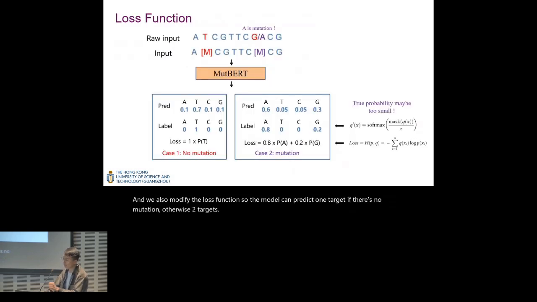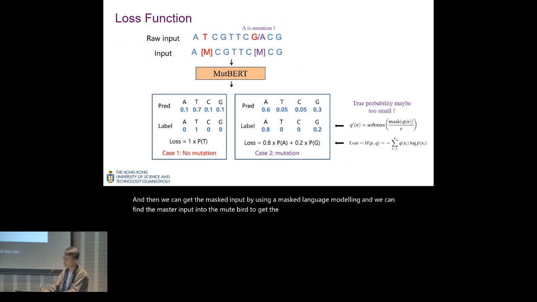This page shows the details of our loss function. Given the raw sequence input, we have the reference and the alternative base pair. For example, here A is the mutation. Then we get the masked input by using masked language modeling, and we feed the masked input into MutBERT to get the predictions.